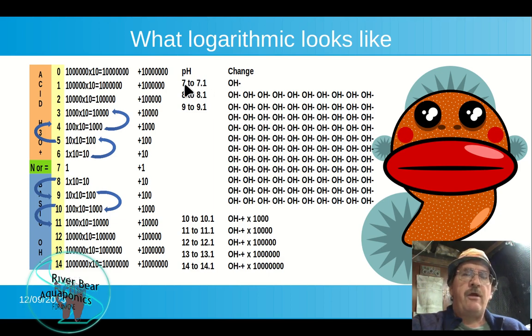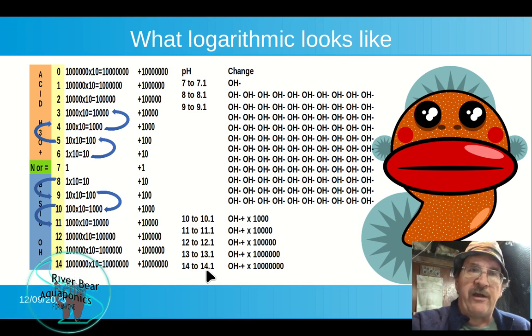Take a look at what that looks like here. So 7 to 7.1 changes by 1 unit. 8 to 8.1 changes by 10 units. 9 to 9.1 changes by 100 units. 10 to 10.1 changes by 1,000 units. And that keeps going on and on. That's how a logarithmic scale works, and that's how our pH scale works.